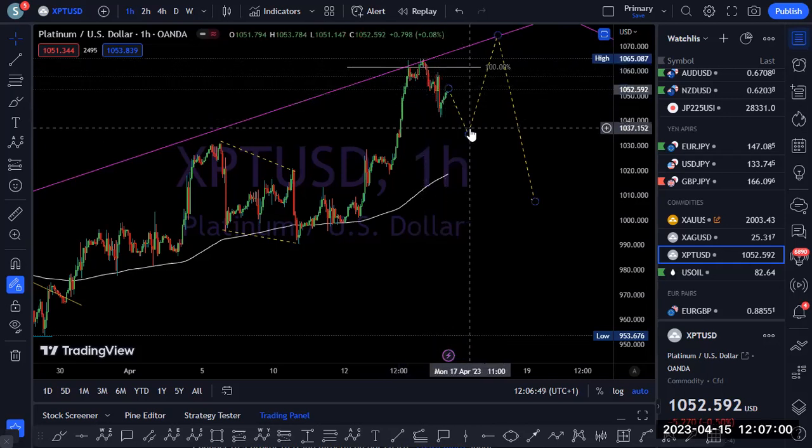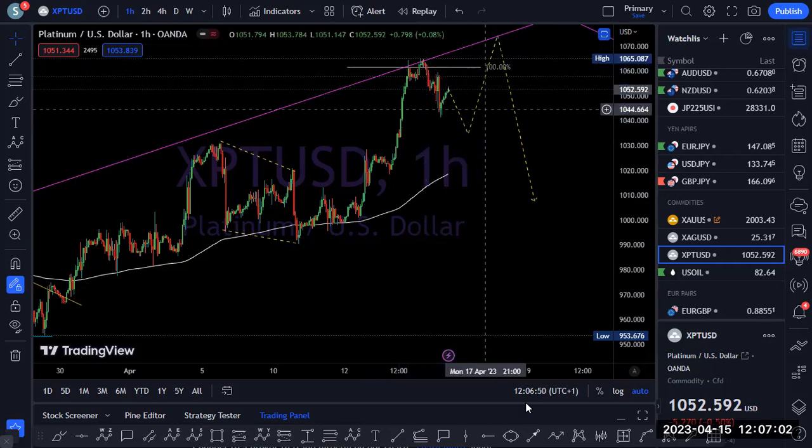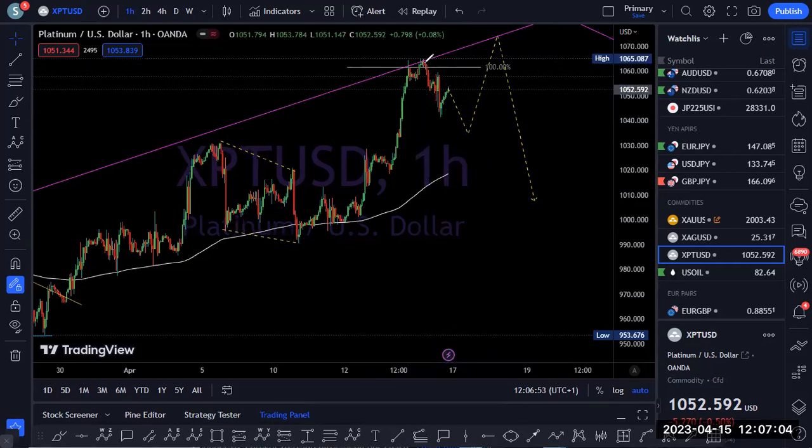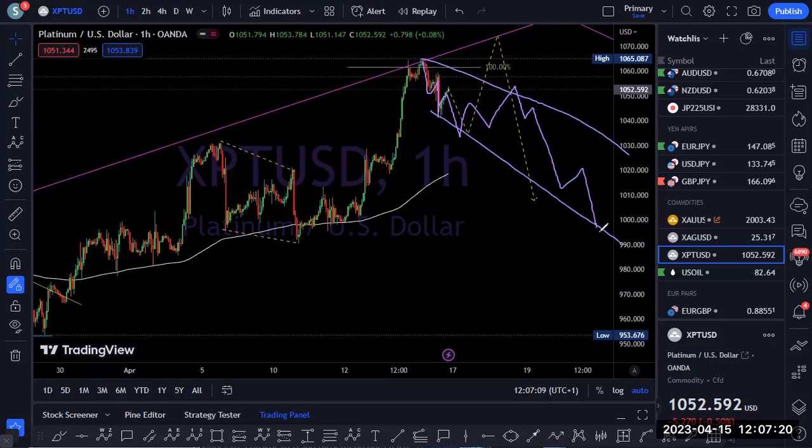1, 2, 3, 4, 5. Okay, let me just show you. I'm expecting something like this: 1, 2, 3, 4, 5, then A, B, C, another 1, 2, 3, 4, 5. If it happens like this, it means it will begin to buy again. But if it goes very sharp, then what I showed you on daily will likely happen.